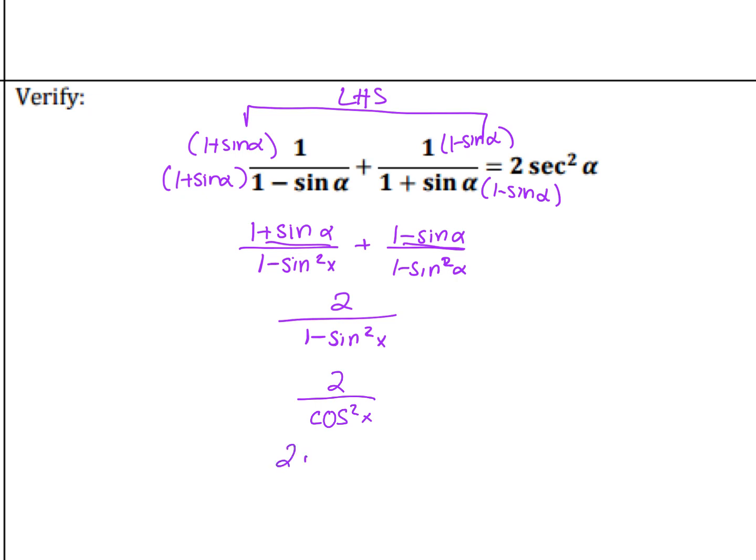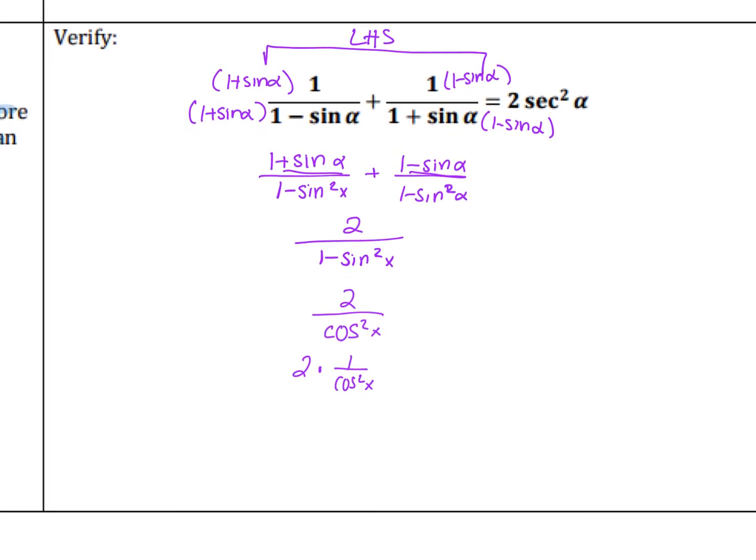Well, this is the same as 2 times 1 over cosine squared. And 1 over cosine squared is secant squared. So it's going to be 2 secant squared. These should be alphas, sorry. And that is what I wanted to prove that it equaled, 2 secant squared.